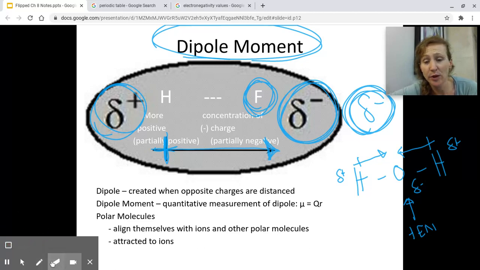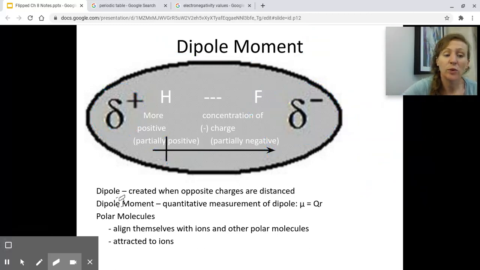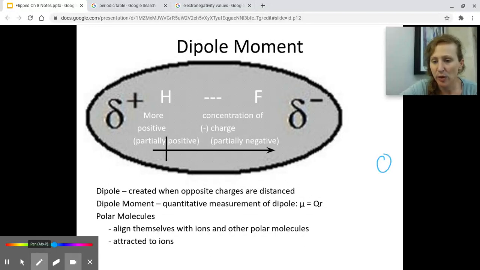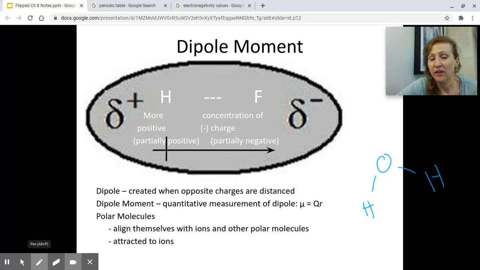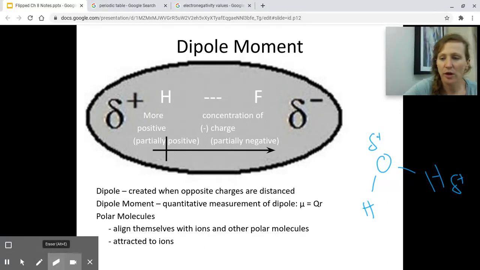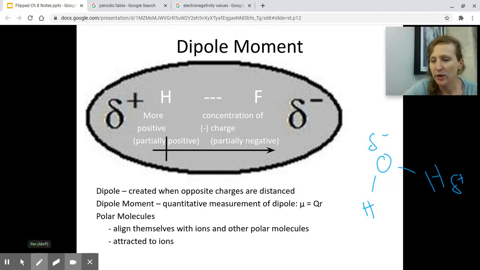This is important because polar molecules are going to line up with other polar molecules. So if you put HF into water, we could decide on their dipoles. Water's actually shaped more like that, and we can line HF up with water. So here's our partially negative, partially positive side. HF would line up, water's partially negative, HF would line up like this.